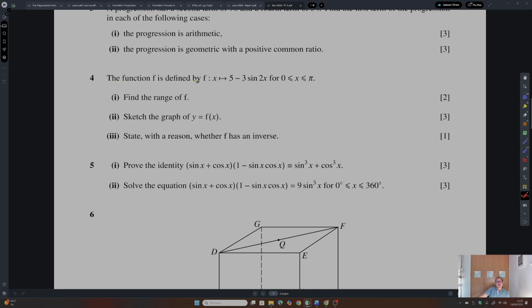November 2009, paper 12, question 4. The function f is defined by f of x equals 5 minus 3 sine of 2x for x between 0 and pi. Find the range of f. So again, the same procedure. The sine of x varies between -1 and 1. So you have to construct the new function that you have and see what this does to the range.